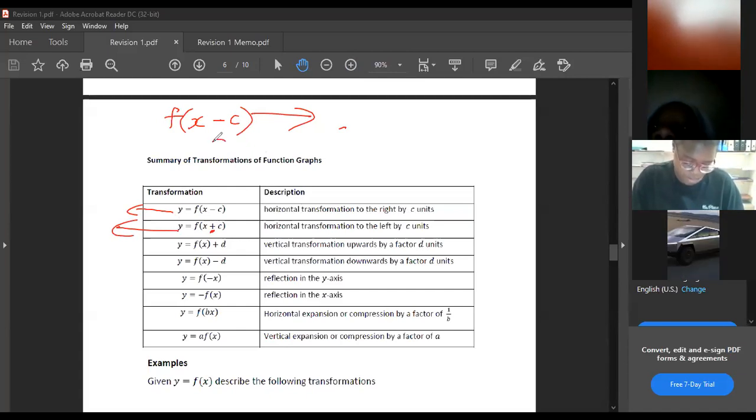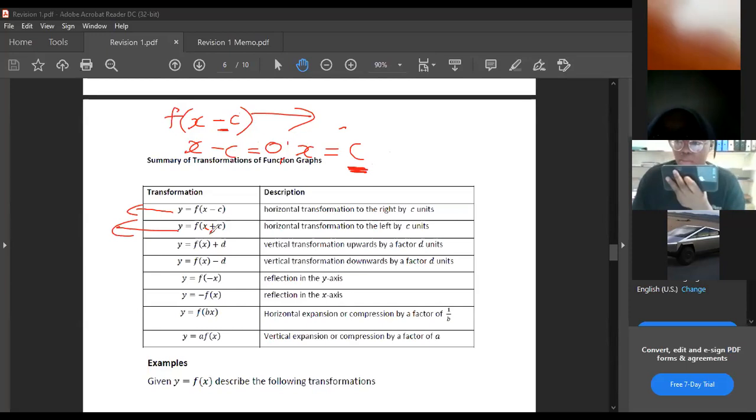So what it simply means is you just say x minus c is equal to 0. What is x? X is equal to c. So the movement is c units positive. So when it's negative here, it moves positive. That's the movement. So when it's positive here, it moves negative. That means it moves to the left. When it's positive inside and it's horizontal, it affects the x.